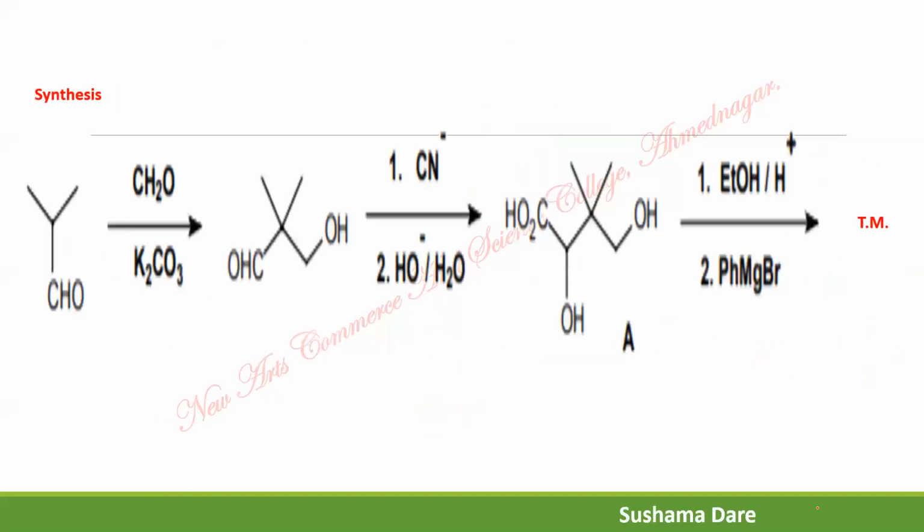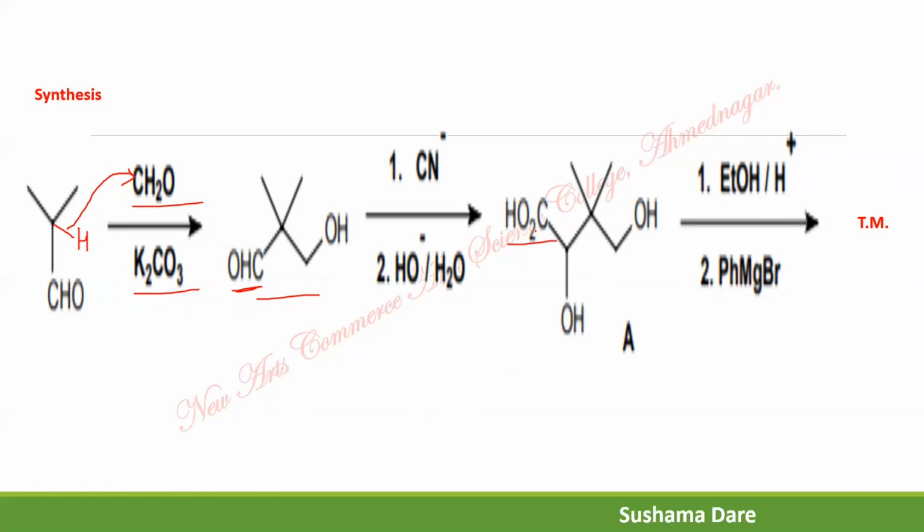Now look at the synthesis. This plus CH2O, that is formaldehyde, is treated with potassium carbonate, and potassium carbonate abstracts this proton and then attacks the carbonyl group of formaldehyde. After hydrolysis, it gives you this one. Now the next step is the attack of cyanide. Now the cyano group attacks over here on the carbonyl group of the aldehyde and then you do the hydrolysis. After hydrolysis, it converts to COOH.